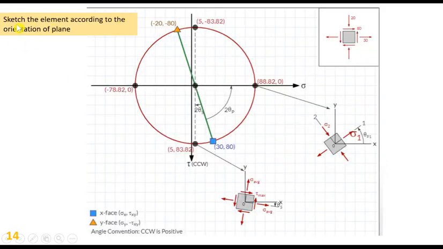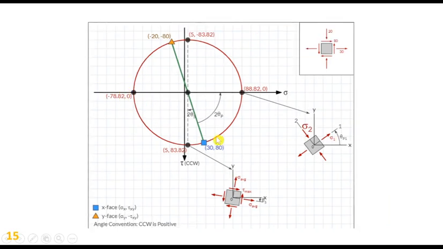Then sketch the element according to the orientation of the plane. So this orientation will be from the normal x-axis, rotated by theta p1 that we have determined from here, and this will be bold sigma 1 shown. This value corresponds to 88.82, and this value has been obtained by the graphical method, measurement into scale. And in the next slide we will determine sigma 2, and that will again be minus 78.82, equal to this measurement multiplied by the scale.